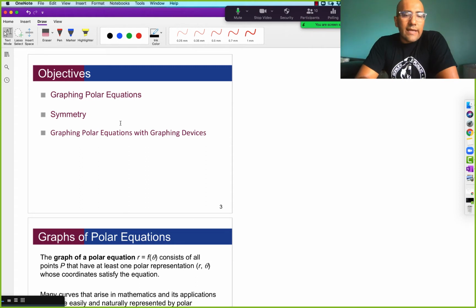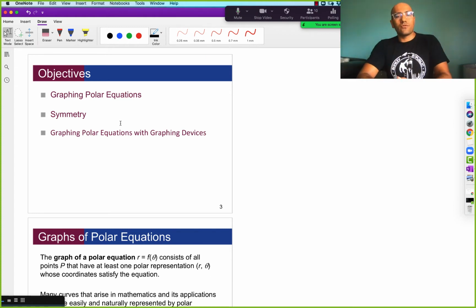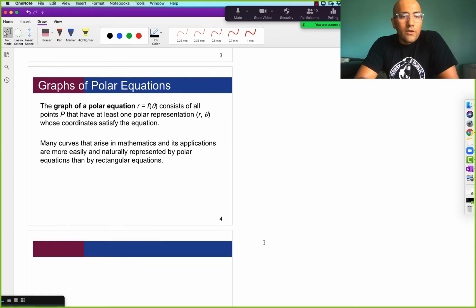We're going to be looking at symmetry that exists, and that'll help us do a little bit of rough sketching to get a good sense of what the graph should look like. And then again, we're going to use technology to graph them. Okay, so the graph of a polar equation, r equals f of theta, consists of all the points that have at least one polar representation, r comma theta, whose coordinates satisfy the equation.